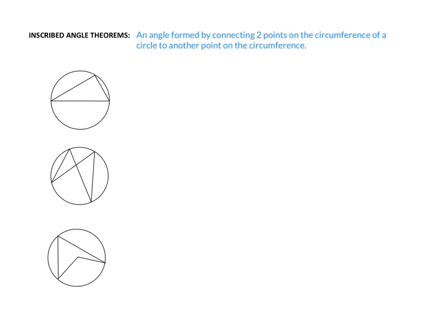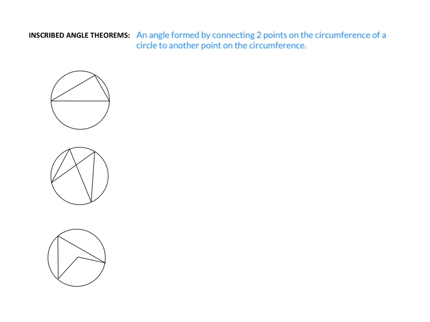All right, our definition of an inscribed angle is an angle that's formed by connecting 2 points on the circumference of a circle to another point on the circumference. So if we just go from one point to another point on the circumference, that's going to give us a chord. But what I have here is actually 3 points on the circumference.